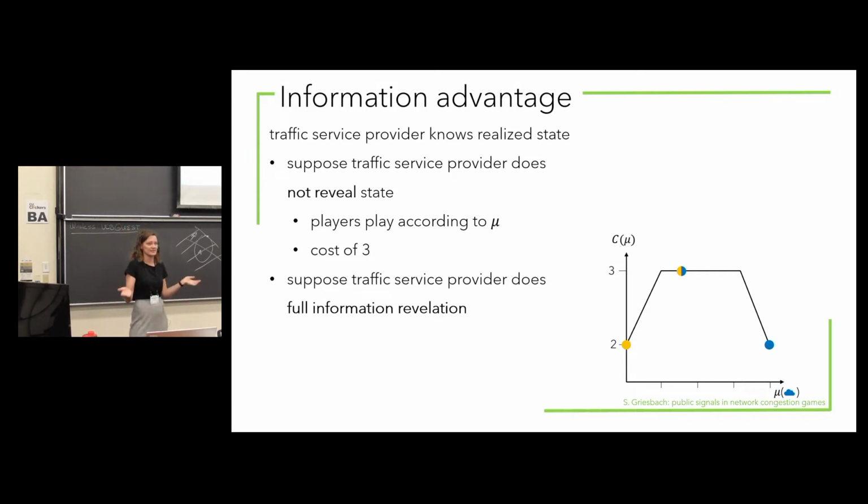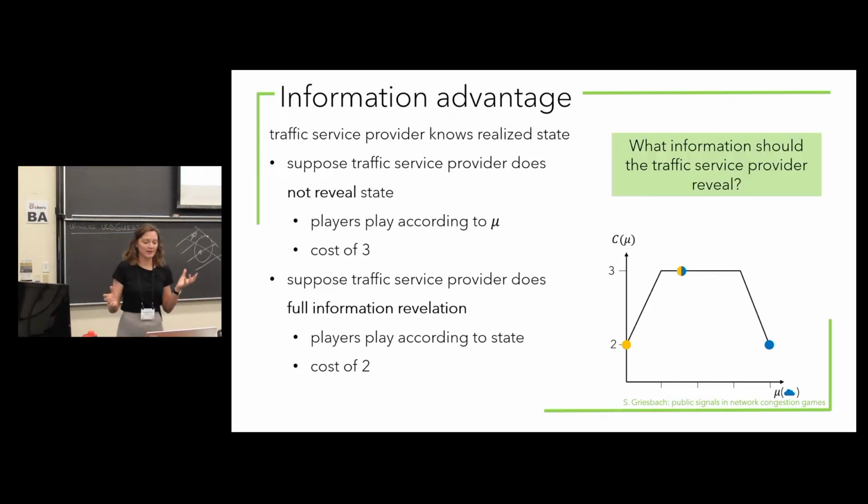Another thing the traffic service provider could also do is just do full information revelation. So they see which state is realized, and they give us all information. And then what do we do in this case? Well, then we always know which state is actually realized, and we know if it's sunny or bad weather, and then in both cases we end up with a cost of 2, so in total we will always end up with a cost of 2.